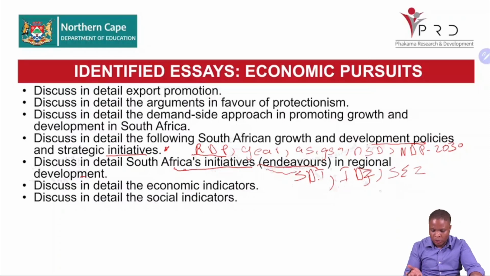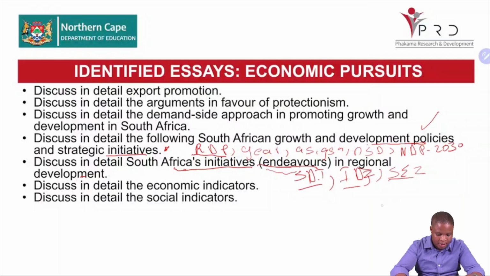So how are we going to remember this, grade 12? When we're speaking of policies, remember what kind of policies do we have? We have GIA as a policy, RDP as a policy, you have GEAR as a policy. Then you'll be able to know the headings that you're going to discuss. And then when they say regional development, then we have SDI, IDZ, SEZ, and corridors, right?